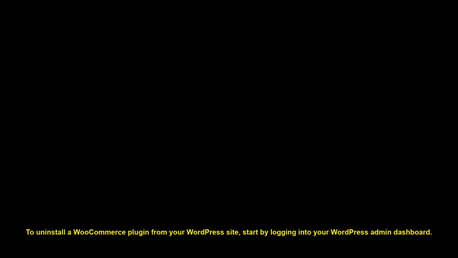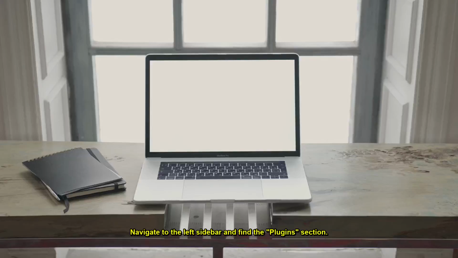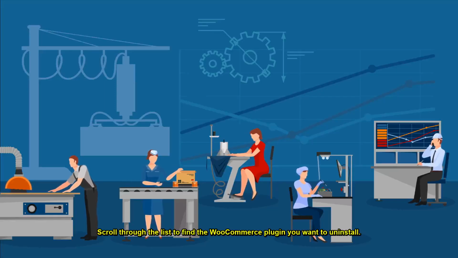To uninstall a WooCommerce plugin from your WordPress site, start by logging into your WordPress admin dashboard. Navigate to the left sidebar and find the Plugins section. Click on Installed Plugins to view all currently active and inactive plugins on your site. Scroll through the list to find the WooCommerce plugin you want to uninstall.